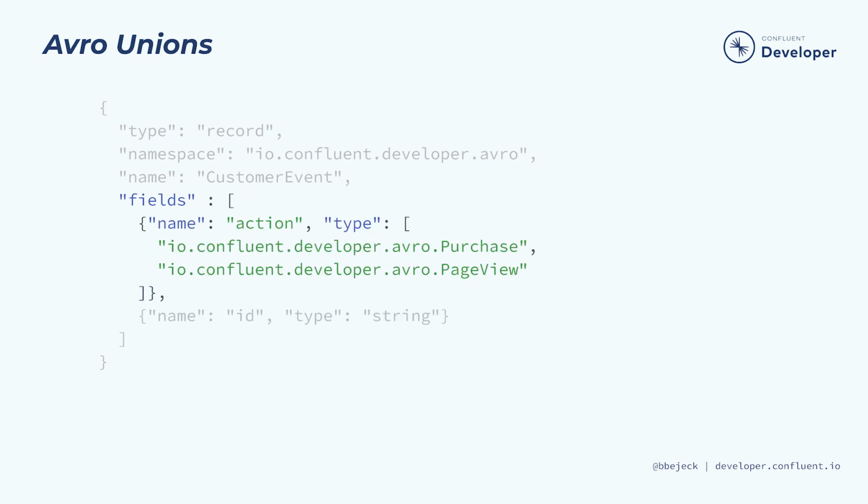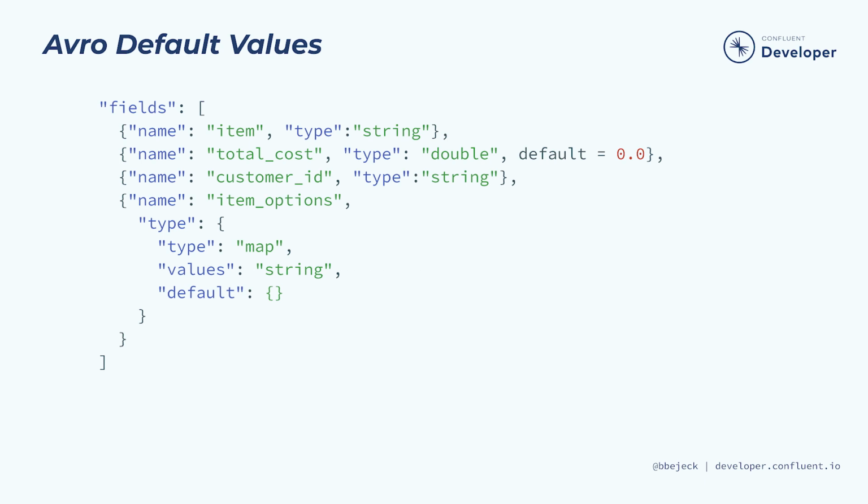Similar to Protobuf, Avro supports having a field that could contain one of multiple values. This is represented in an Avro schema by using array notation for the type, and it will contain the different types that could be in the field. Note that unlike Protobuf, Avro does not provide any support for determining which type is present. In this case, the generated code will have a type of object for the action field, and you'd have to determine the type by using the instanceof operator in Java. Avro has default values like Protobuf, but in Avro you need to explicitly provide them in the schema.